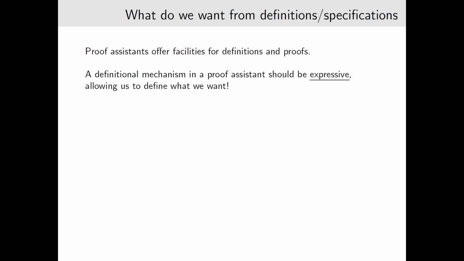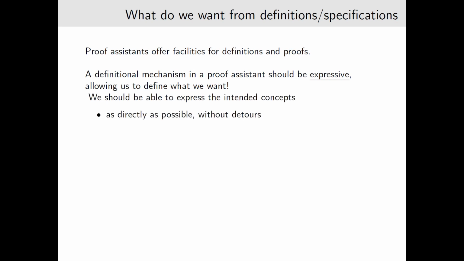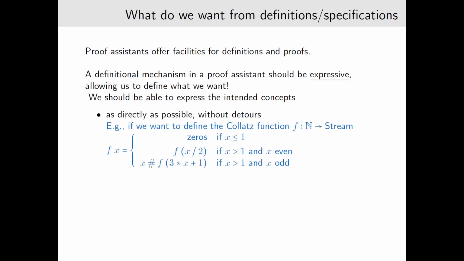They offer facilities for definitions and proofs, and they should allow us to get what we want really quickly at the level of definition, so that we can focus on the interesting bits without having to struggle with putting the definition in the right format. So we should be able to express things as directly as possible via definitions. So, for example, in this collapse example, we should be able to mix freely recursion and corecursion.